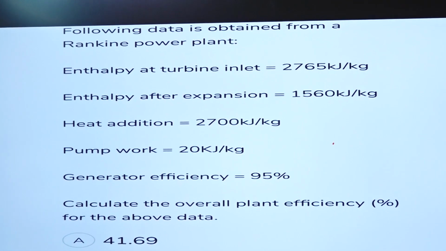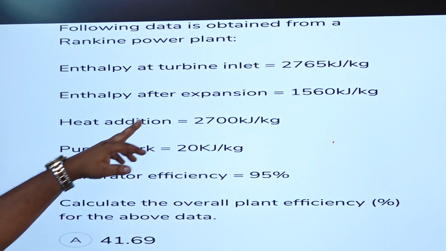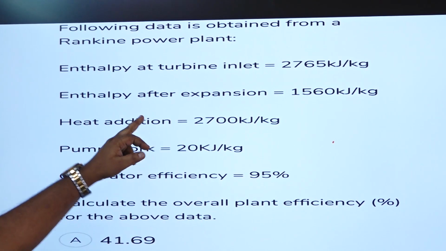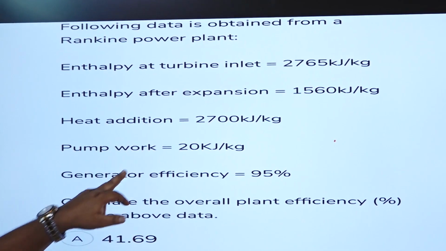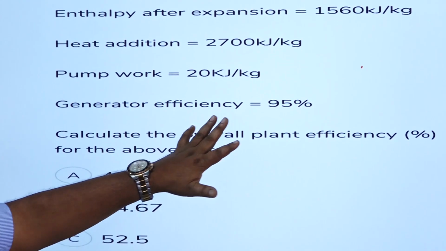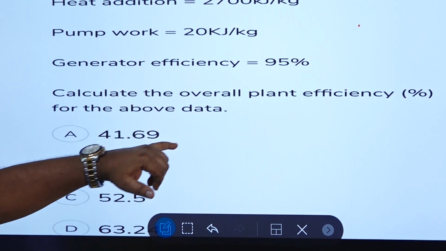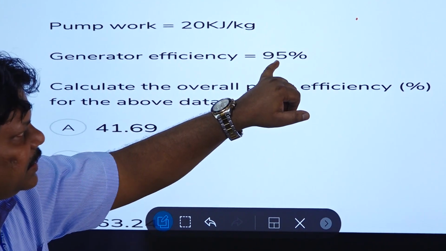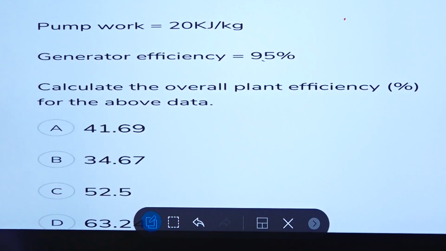The next question. The following data is obtained from a Rankine power plant. Enthalpy at the turbine inlet is given, and after expansion is given. Heat addition is also there, and pump work is also there. Generator efficiency is given. So you have to calculate the overall plant efficiency for the given percentage, that is for 95%, so that means 0.95. So what is the value of this plant efficiency?